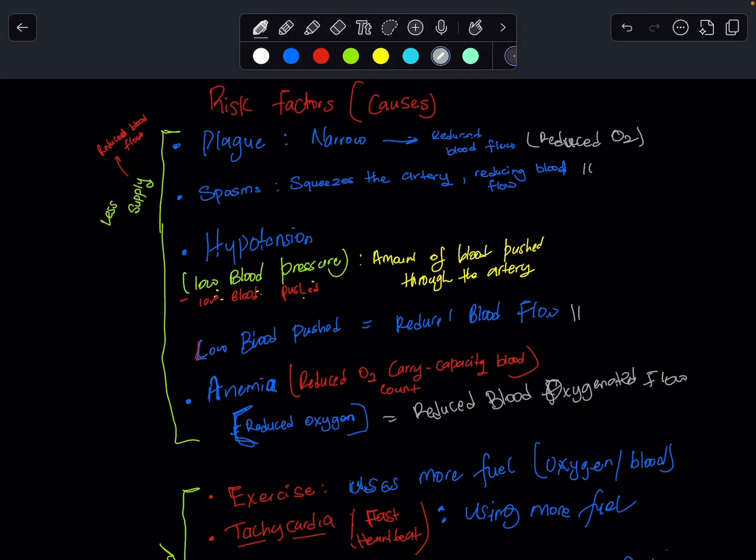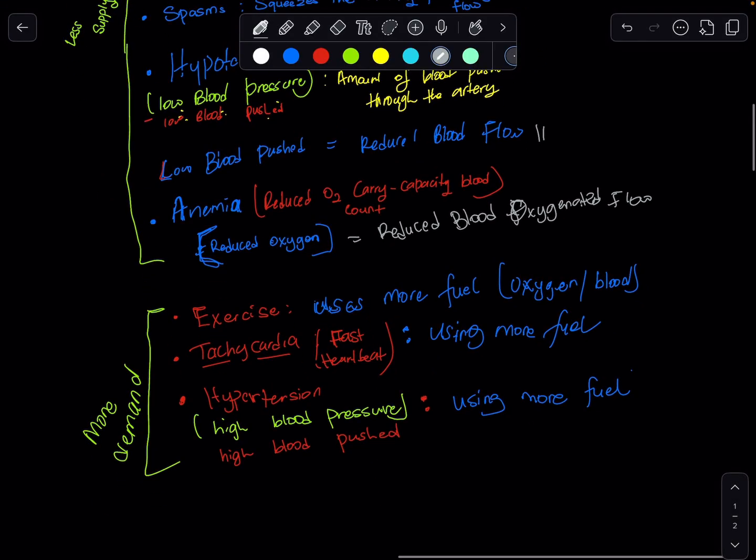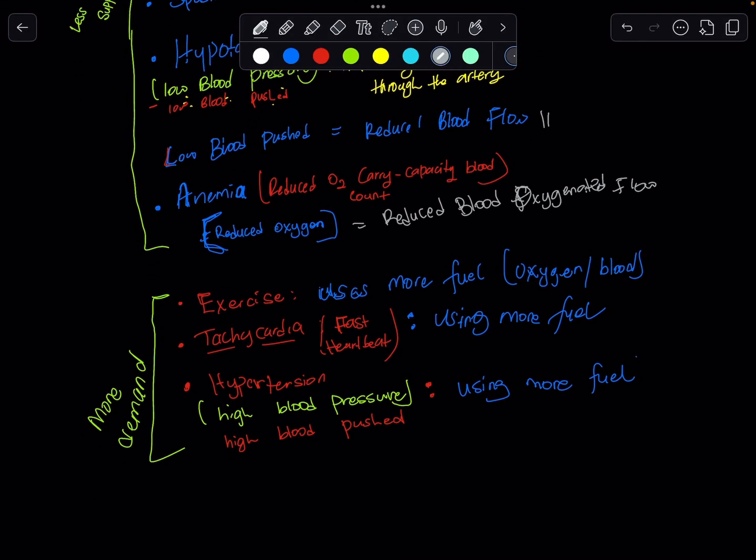Reduced oxygenated blood. In anemia, it's all about oxygen-rich blood, and that's what they don't have. If they don't have oxygen-rich blood, we're getting reduced oxygen to the heart, basically. And then the other thing is demand. We said if you exercise, you're using up more fuel than you have.